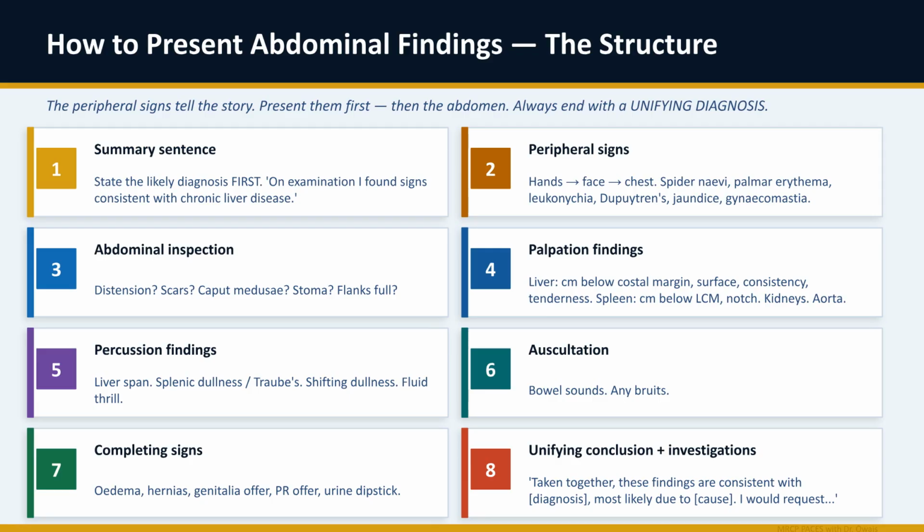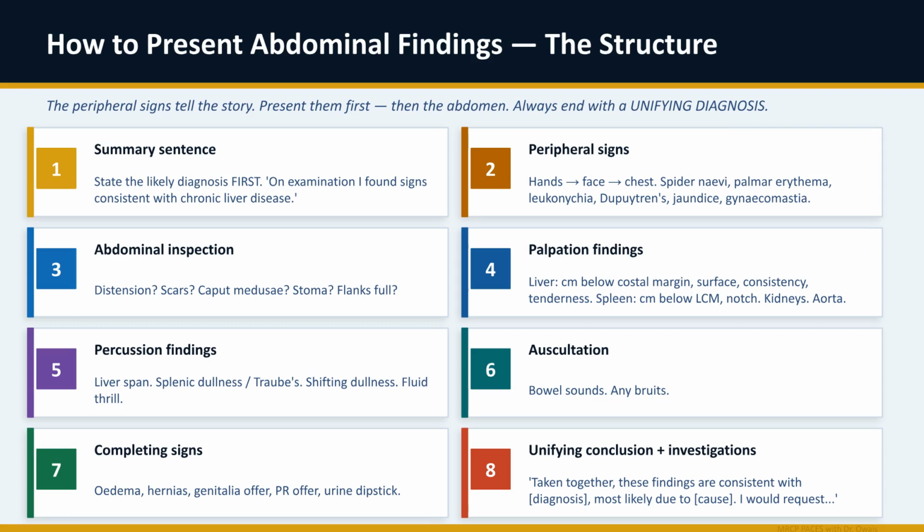On abdominal examination, the abdomen was mildly distended with fullness of the flanks. The liver was palpable 5 centimeters below the right costal margin in the midclavicular line. The surface was firm and smooth. The edge was blunt. Percussion confirmed hepatomegaly with a liver span of approximately 18 centimeters. There was shifting dullness present, consistent with ascites. The spleen was not palpable.